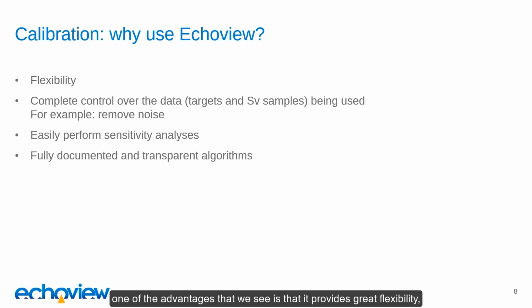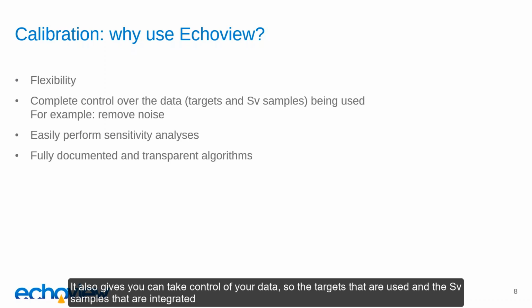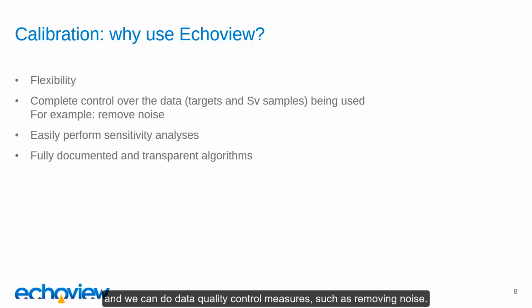One of the advantages that we see is that it provides great flexibility. For example, the fact that we support multiple systems, multiple hardware. It also gives you complete control over your data, so the targets that are used and the SV samples that are integrated. And we can do data quality control measures, such as removing noise. We can also easily perform sensitivity analyses so that we can understand the implications of decisions that you make in the calibration process. And finally, our algorithms are fully documented in our help file.